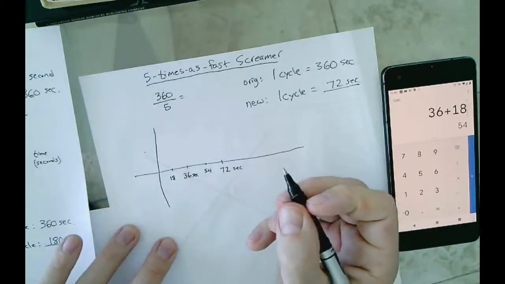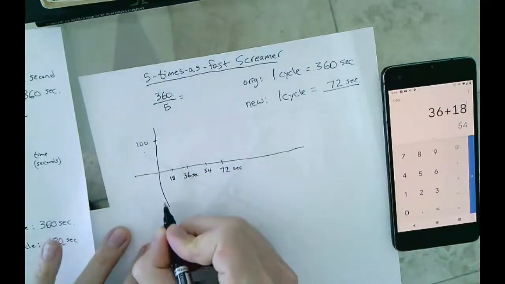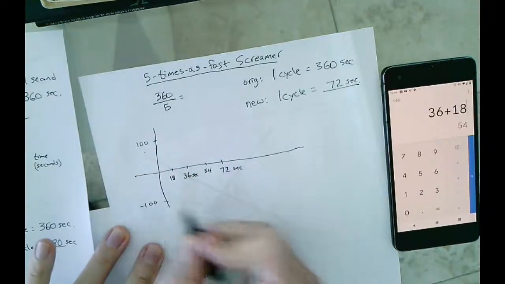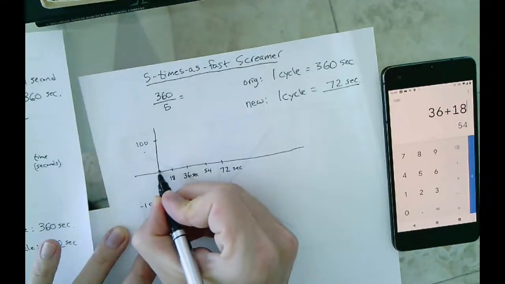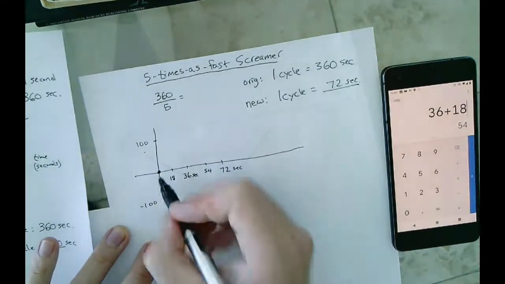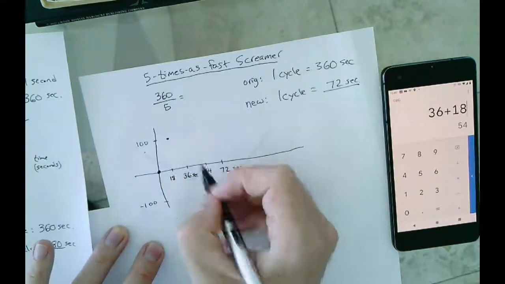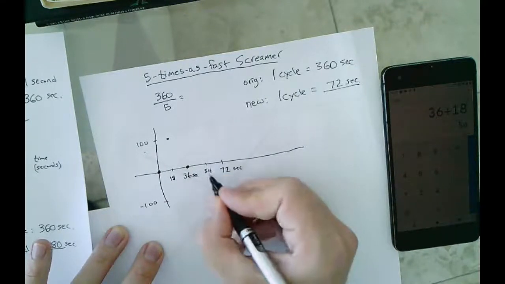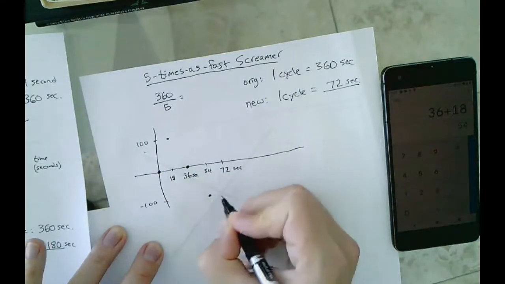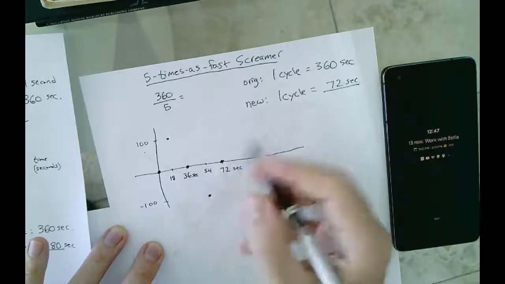Now, the screamer still goes up to 100 feet. They haven't changed how big the screamer is, just how fast it is rotating. So at 0 degrees, at 0 seconds, my rider is going to be at 0 feet. At the quarter point, 18, it's going up to 100 feet. At 36 seconds, it's going back down to 0. At 54, we'll be going down to negative 100. And at 72, we'll be going up to our loading point again, completing one cycle.